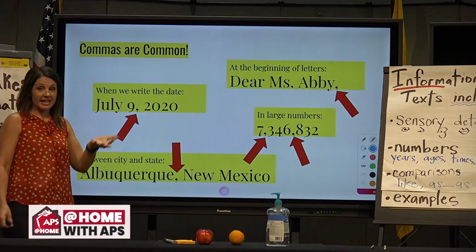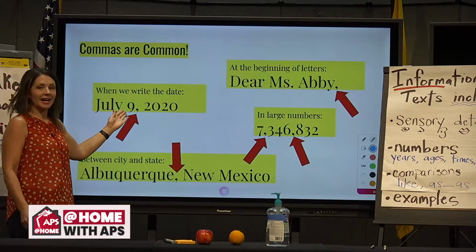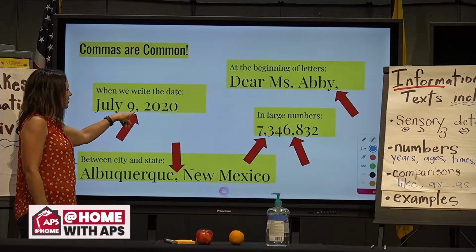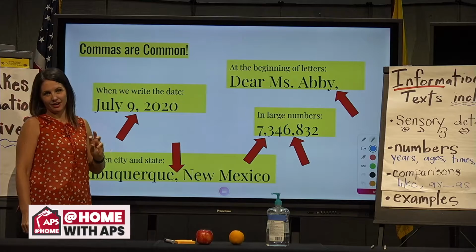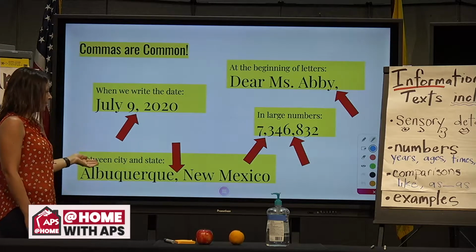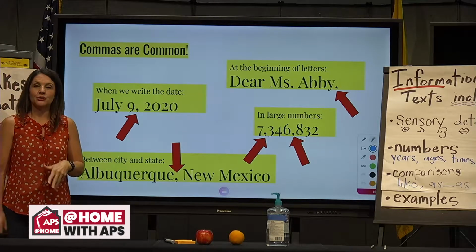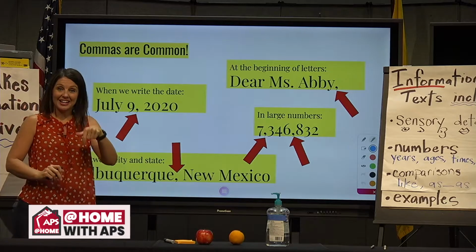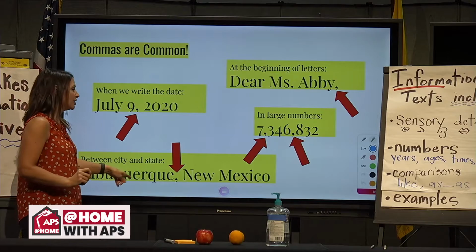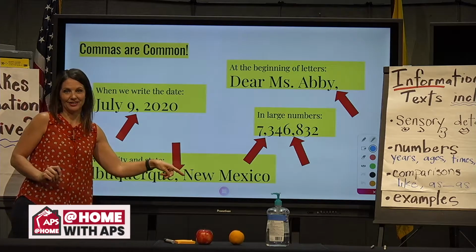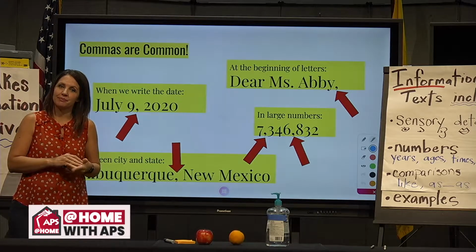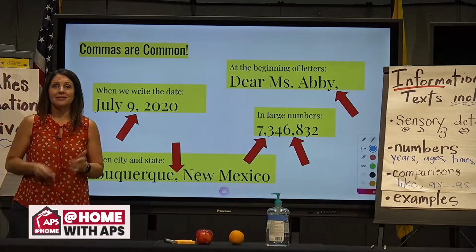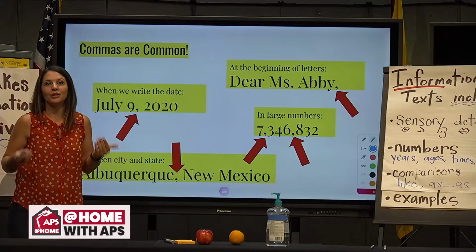When you write the date, July 9th, comma, 2020, there's a comma between the date and the year. You also put commas between cities and states. Right now, we are filming in Albuquerque, New Mexico. So we put a comma between them. These are 4 different ways to use commas, but I have another way that we will look at today.